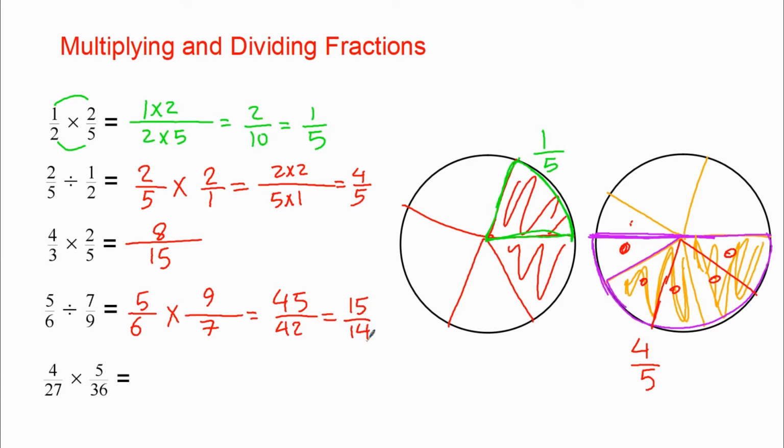If we wanted to write it in a mixed format, we can just write 1, because 14 over 14 would be 1. What is left would be 1 over 14.